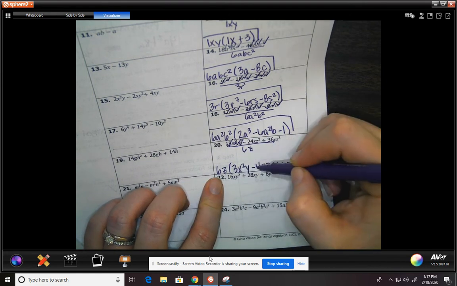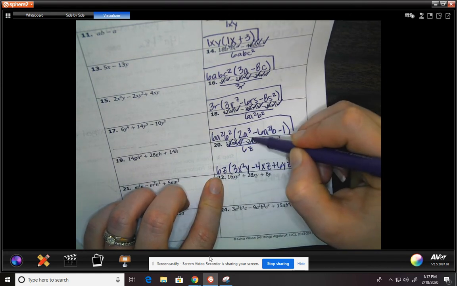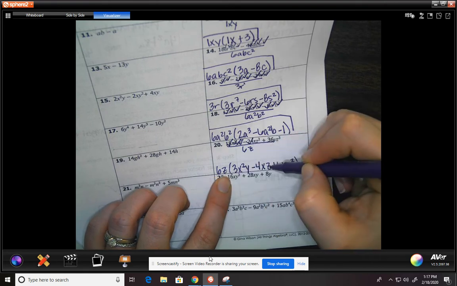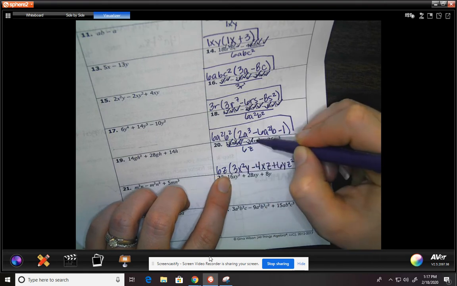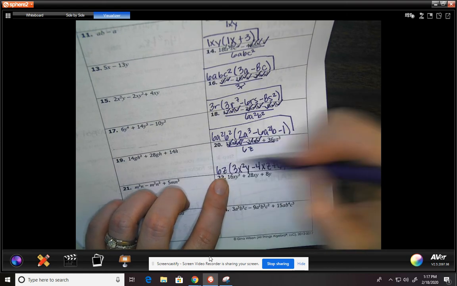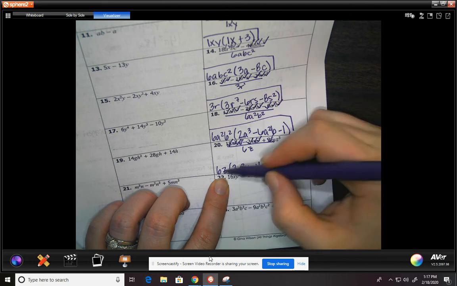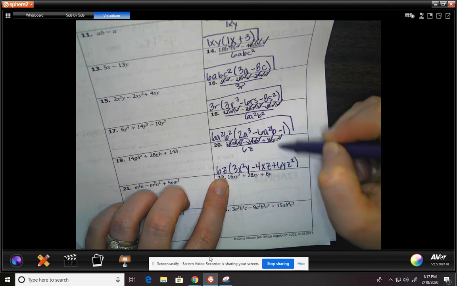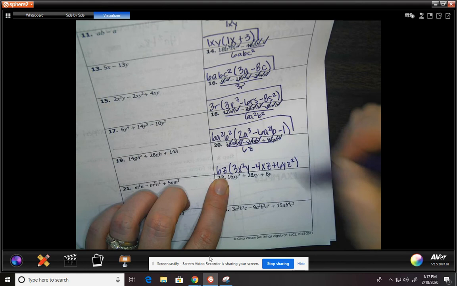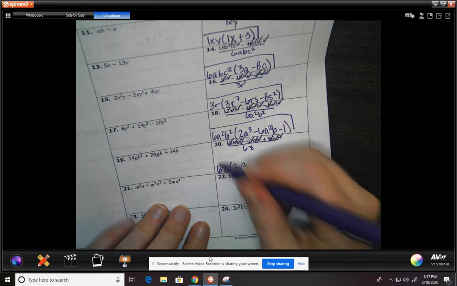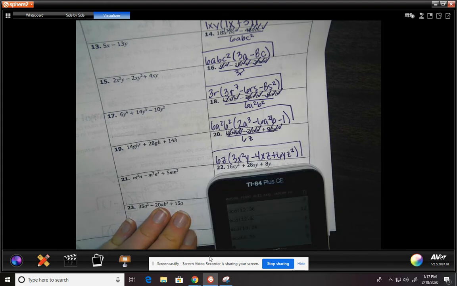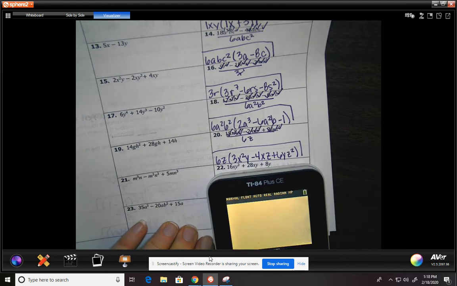6 times negative 4 is negative 24. I have a z and a z in this piece, so 1 plus 1 is 2, so z squared, and then there is still an x, so I'm good. And then 6 times 6 is 36. I have a z and a z squared, so 1 plus 2 gives me 3, and I should have a y, and there is a y in that back piece, so I am good. Boxing my final answer.